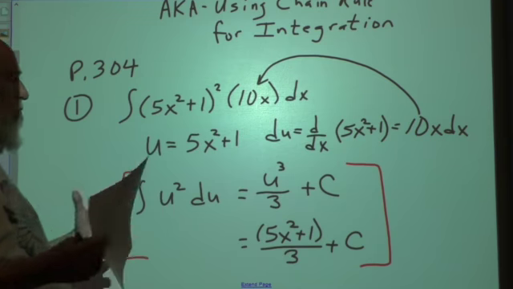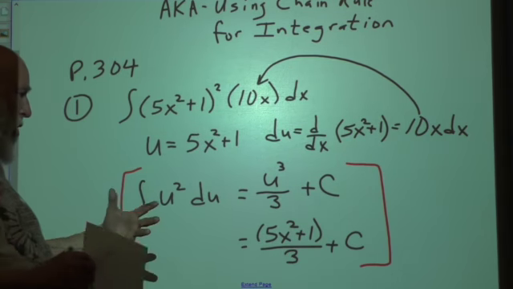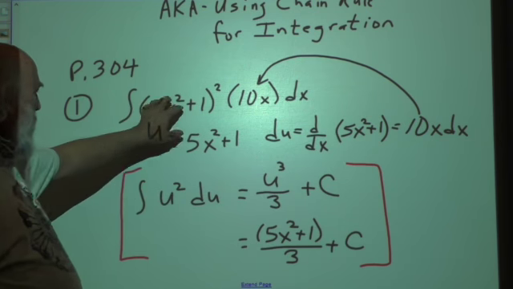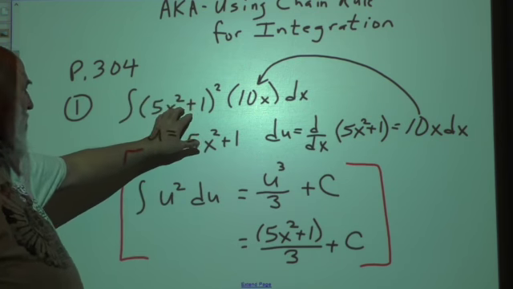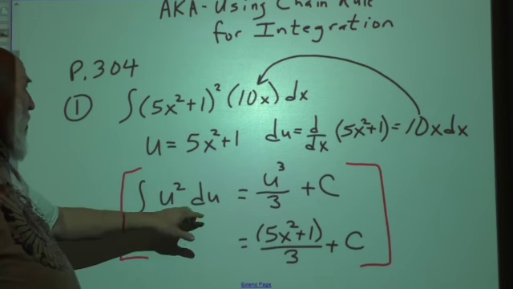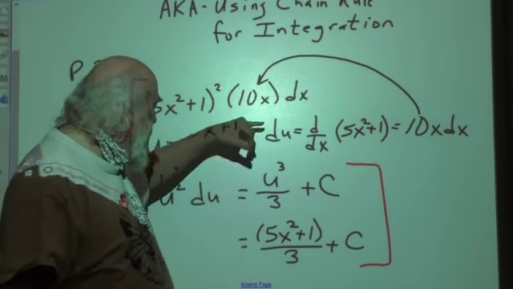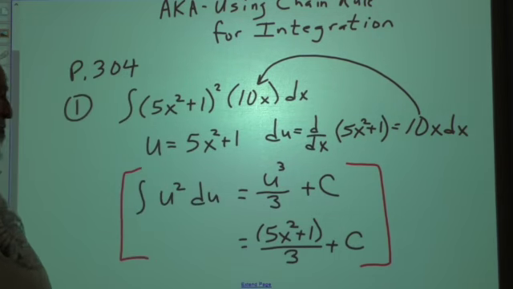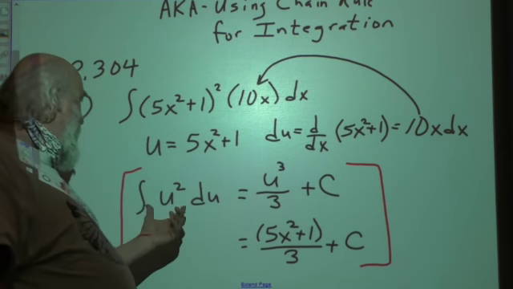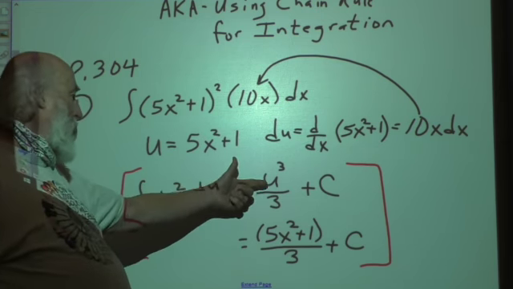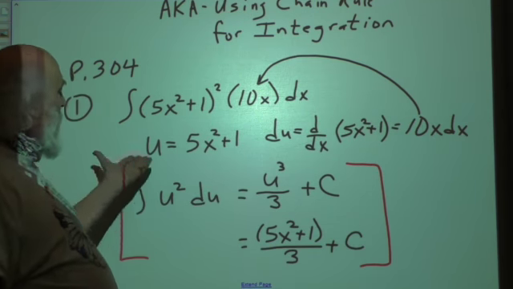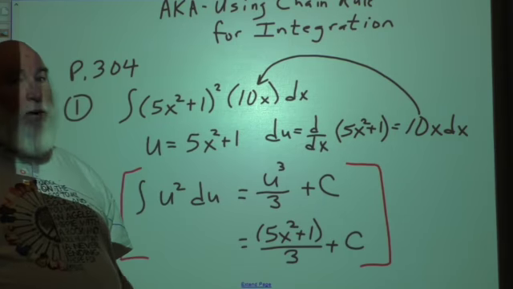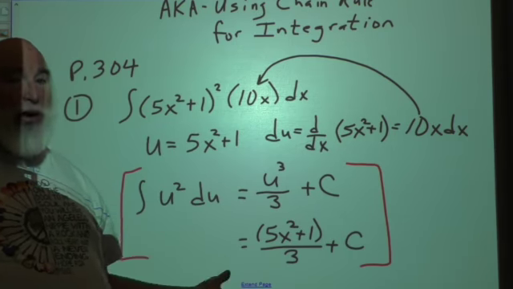And what you eventually are going to be doing in the rest of the problems, I'll show very quickly here. You're going to replace the 5x squared plus 1 with u, so u squared, and this whole thing right here represents the derivative of u, so we put that right there. So we just simply perform an integration on this, which is going to be u cubed over 3 plus c. Then you substitute 5x squared plus 1 for u into that, and there's your answer. Very simple once you make that substitution.